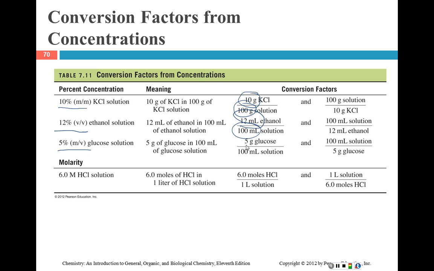5% mass volume would be 5 grams in 100 milliliters. And then they're reminding you that you can use that conversion factor either way, upside down, okay? And the same thing with a 6 molar solution, that's the same as 6 moles per liter, and you can also write it as 1 liter over 6 moles.